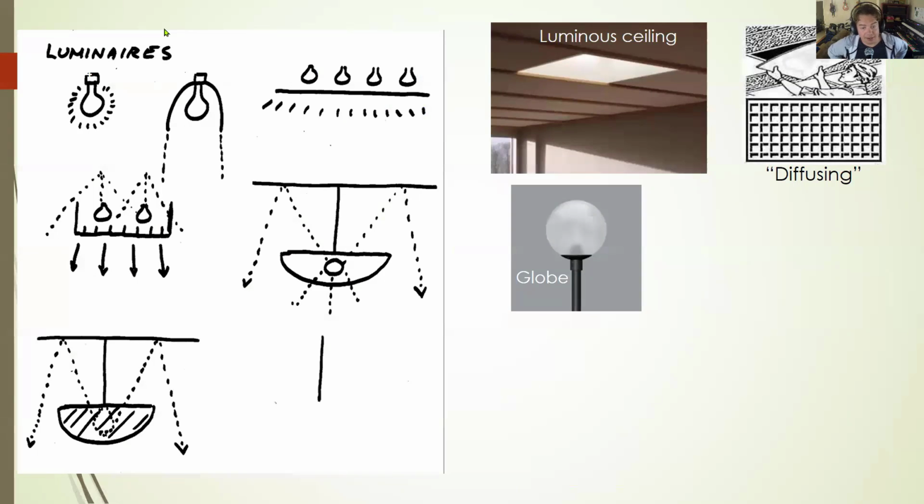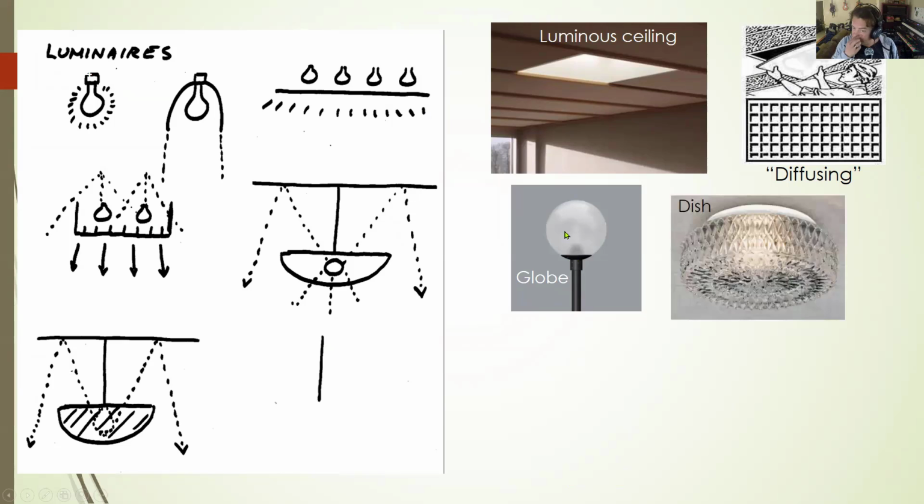A globe, and you'll notice this is a frosted globe, so you can almost see the light element inside. But frosting it creates a diffusing surface in a spherical shape. The light is emitted in all directions here, and it softens the light that way.